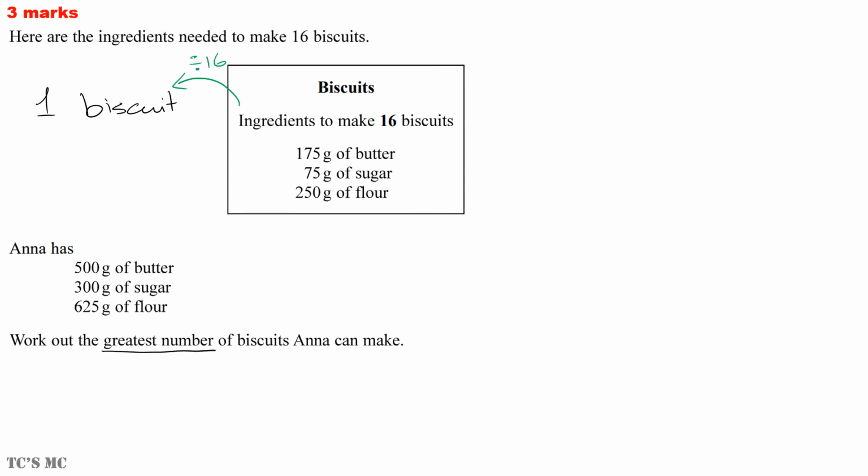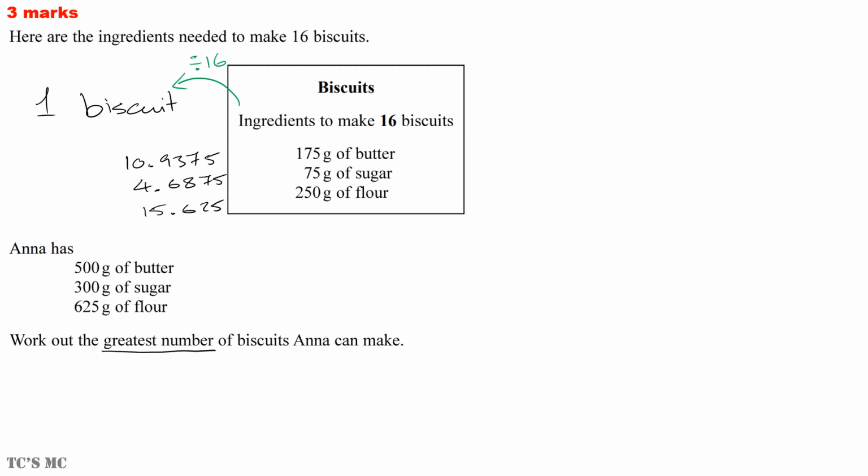For the butter, we need 10.9375 grams for 1 biscuit. For sugar, we need 4.6875 grams for 1 biscuit. And flour, we need 15.625 grams for 1 biscuit. For having all of these values, I now have 1 mark.